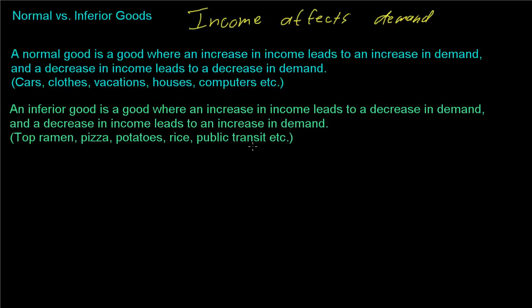So that's it. There are plenty of examples working with normal and inferior goods and all of the other questions, so I'm not going to go through any of them here, but I just wanted to give one specific video explaining exactly what these two types of goods mean.